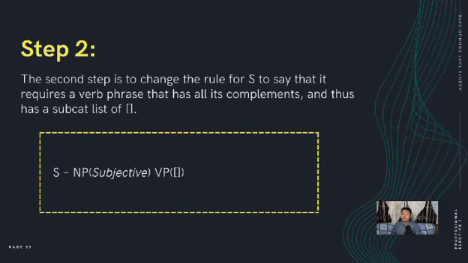Diba? The new rule can be read as a sentence can be composed of a noun phrase in the subjective case followed by a verb phrase which has a null subcategorization list. So a figure will be presented later that shows a parse tree using this grammar.